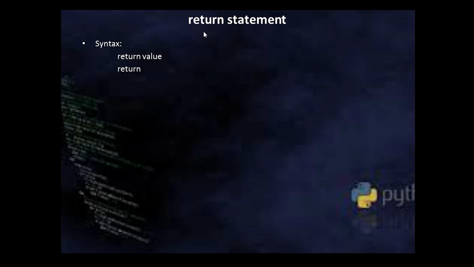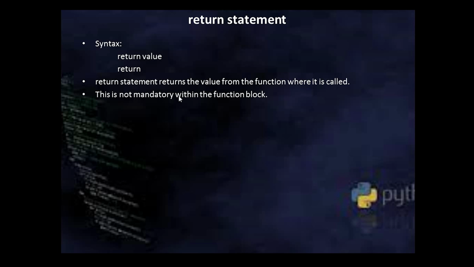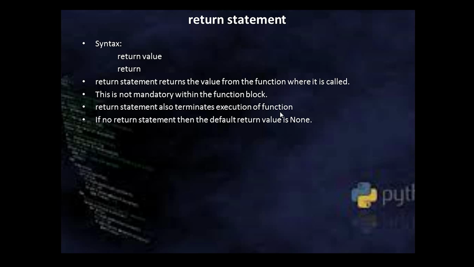If it is encountered, the execution of your function body will stop and the control will be transferred to the statement where it was called. That is, it will continue its execution from the statement after the place where it was called. Now, return value and just return. The return statement returns the value from the function to where it is called. This is not mandatory within the function block. The return statement also terminates execution of the function. If there is no return statement, then the default return value is null. It is also called None in the context of Python.